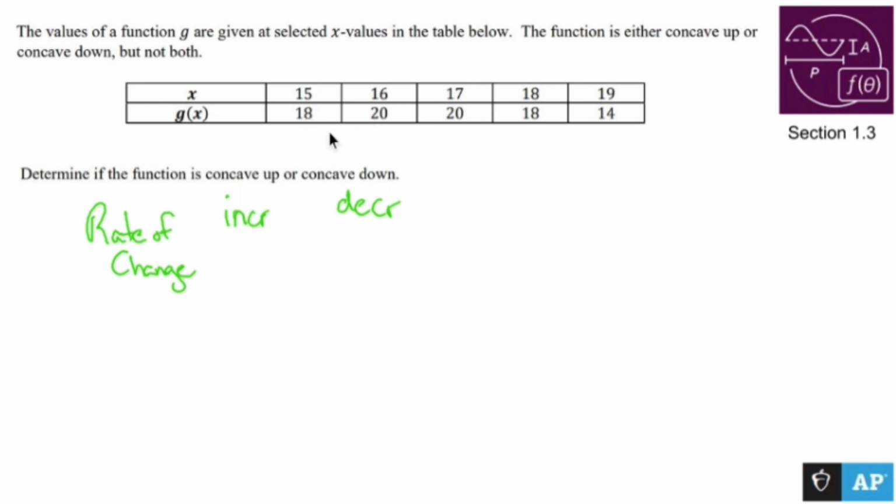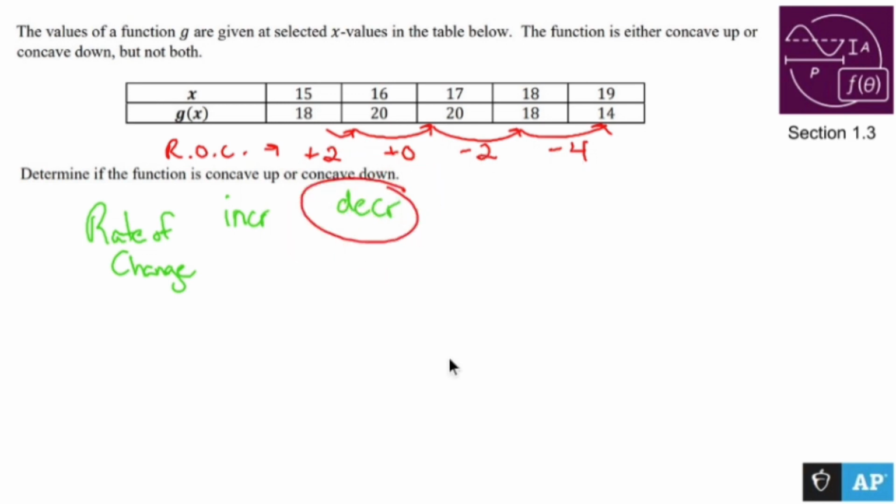Okay, so to get from 18 to 20, we add 2. To get from 20 to 20, you add 0. To get from 20 to 18, you subtract 2. And to get from 18 to 14, you subtract 4. Now, whenever we do this, you are finding the rate of change, because what you're doing is you're finding how g is changing over the course of one step. And you add 2, subtract nothing, subtract 2, subtract 4. The rate of change goes from 2 to 0 to negative 2 to negative 4.